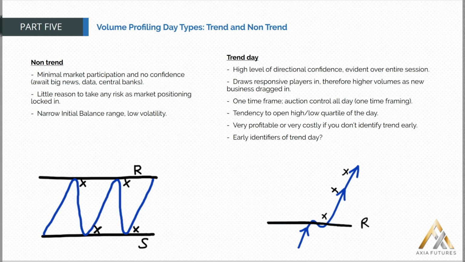Now trend days, on the flip side, we tend to see a high level of directional confidence, and it's evident over the entire session. Very crucial to understand. When a market's not trending, it's likely to stay that way for the entire day. When it's trending, it will likely hold the trend for the entire session. Remember what we said when we spoke about non-symmetry. That non-symmetry tends to hold for the entire session, and it gives us a little bit of a lean in one direction or the other.